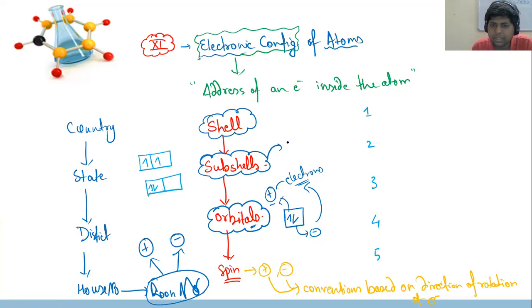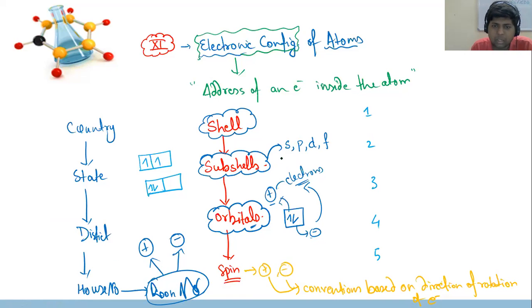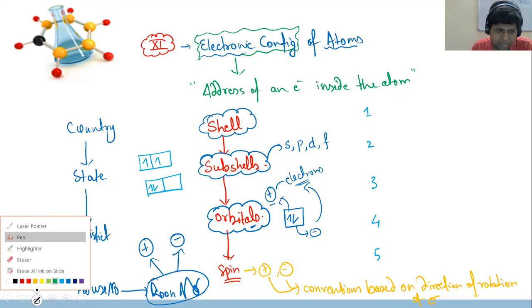Subshells are 4 in number. They are called the S subshell, P subshell, D subshell, and F subshell. So these are the names of the subshells. Now each of these subshells has some specific number of orbitals. Okay, I'm just erasing some portion so that I can write it here.